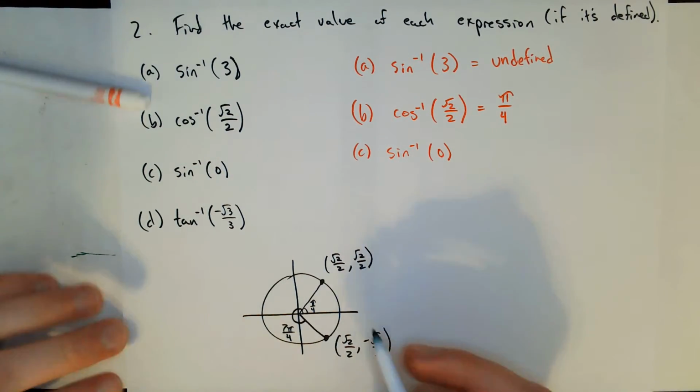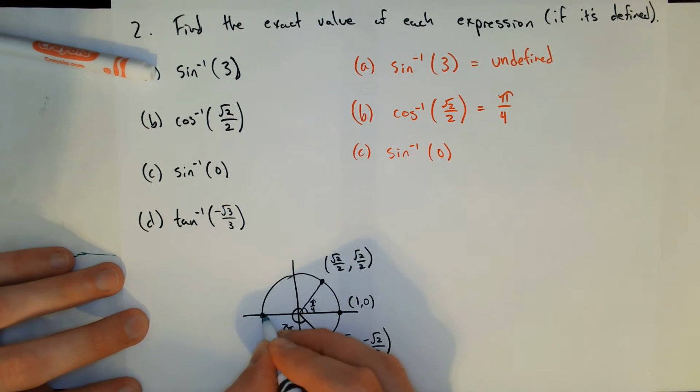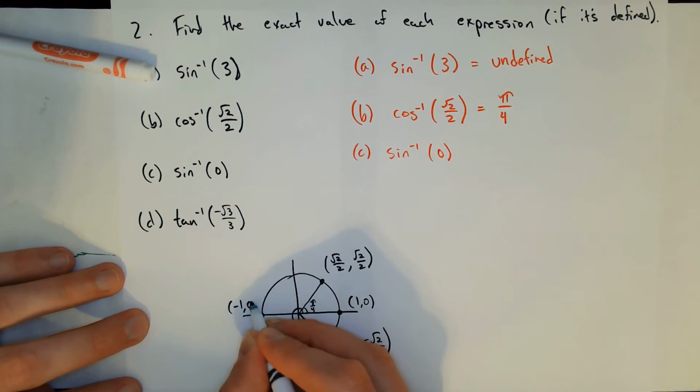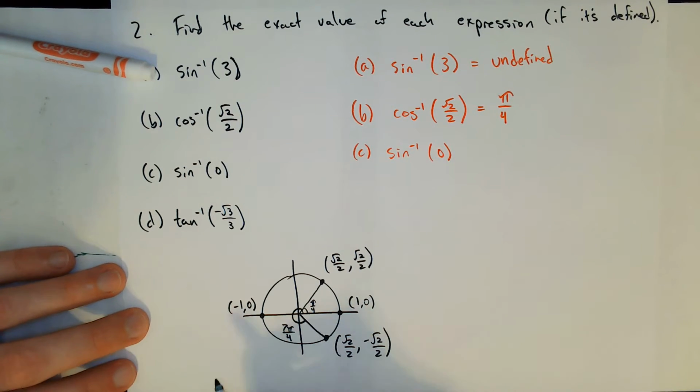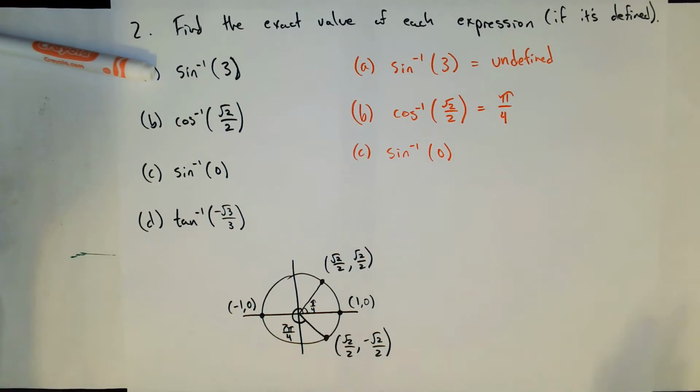So you'd see one right here at 1, 0. There's a y value of 0, and you see another one over here at negative 1, 0. By the way, what are the angles associated with these two points? This is a 0 degree angle, 0 radians, and then all the way over here is pi radians. Which one is it? Is it 0 or pi?